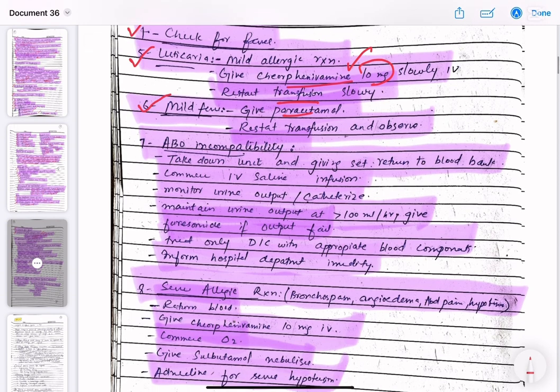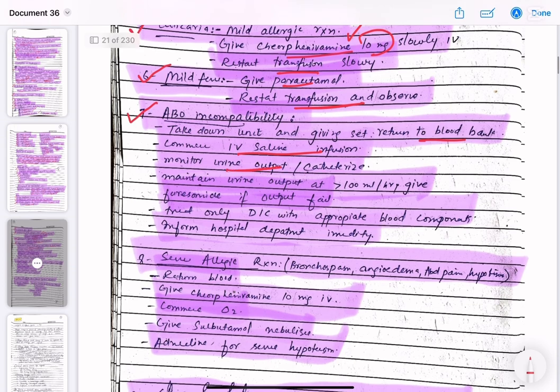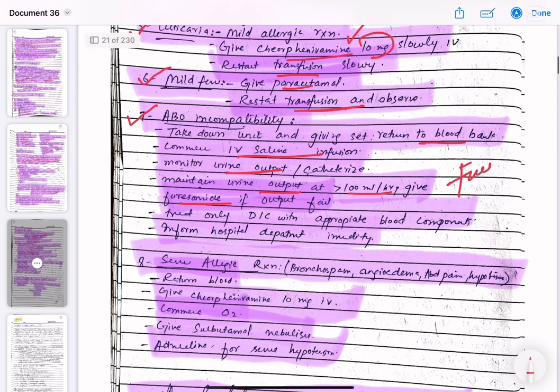If it is ABO incompatibility, then take down unit and giving set and return to the blood bank. Commence intravenous saline infusion and monitor urine output. Catheterize, maintain urine output at greater than 100 ml per hour, and give furosemide if output fails. Okay, if there is no urine output, then give furosemide and you should give intravenous fluid.